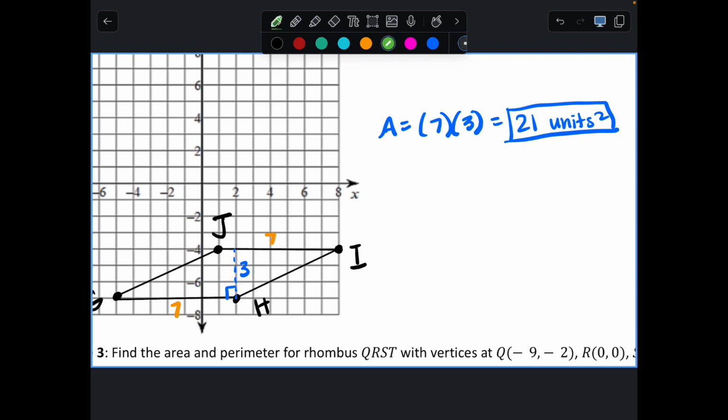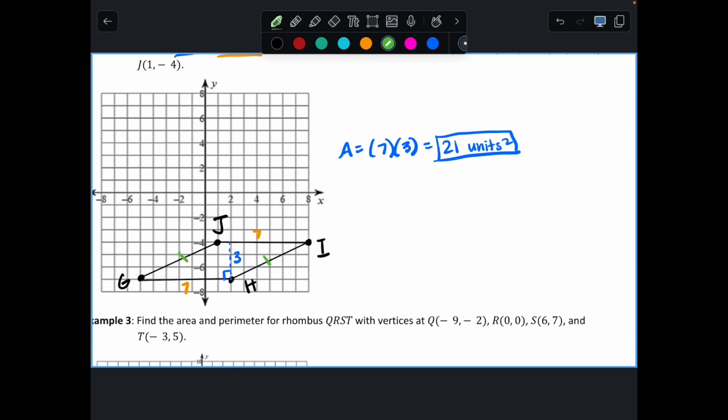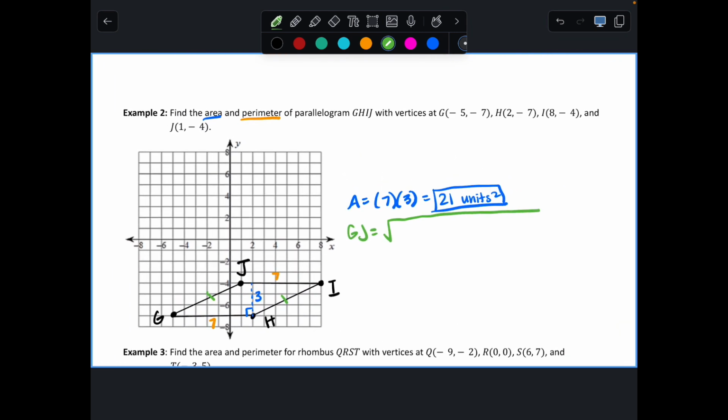Now to find the perimeter, I'm going to have to find the length of these sides. I know that they are congruent, so I just use the distance formula once, either between J and G or I and H. So I'll do J and G. So this will be -5 minus 1 squared plus -7 plus 4 squared.